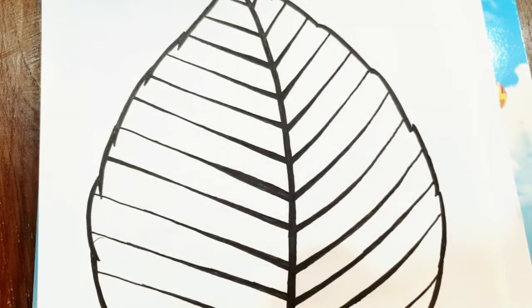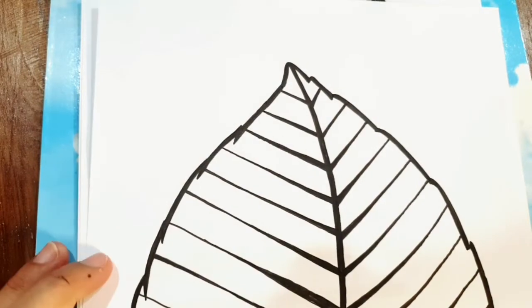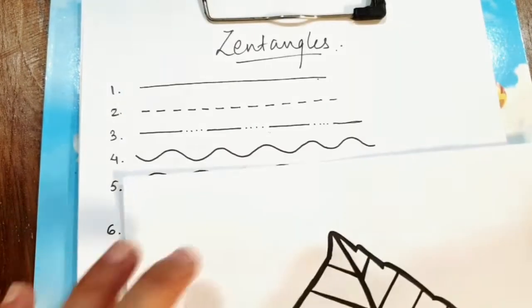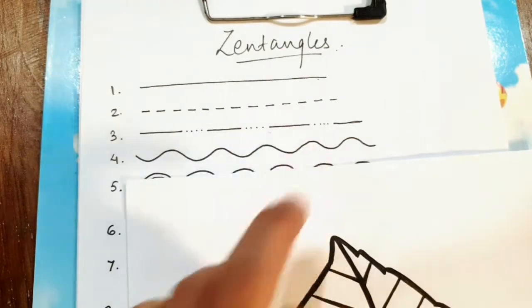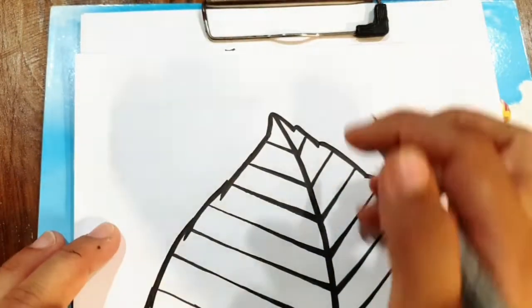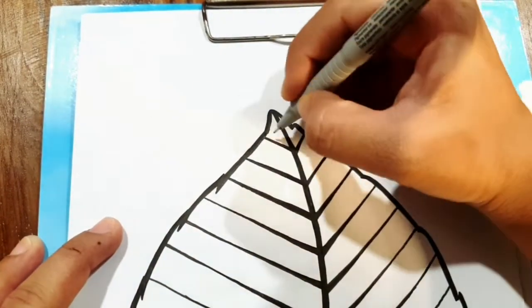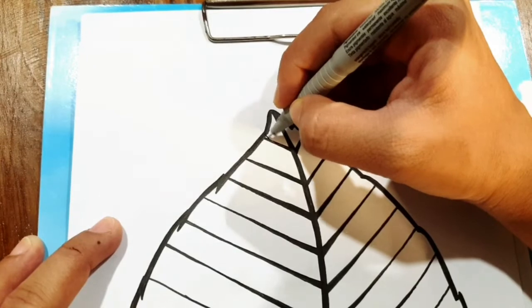Moving further, let us start from the top. I like to start from the top. So let us do something really basic. We have learned the lines, so let us go ahead and draw something related to lines. I will just make lines like so.